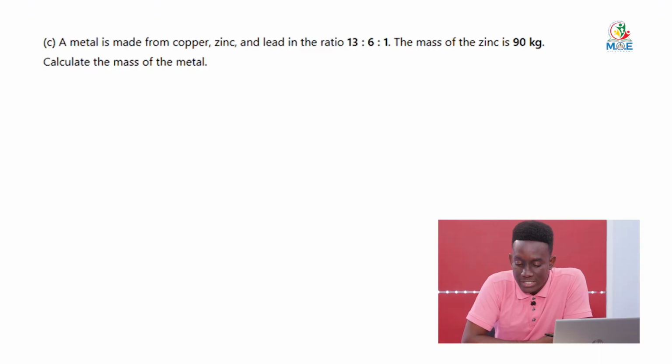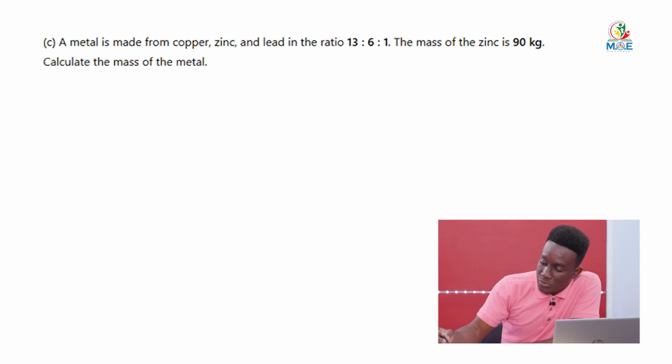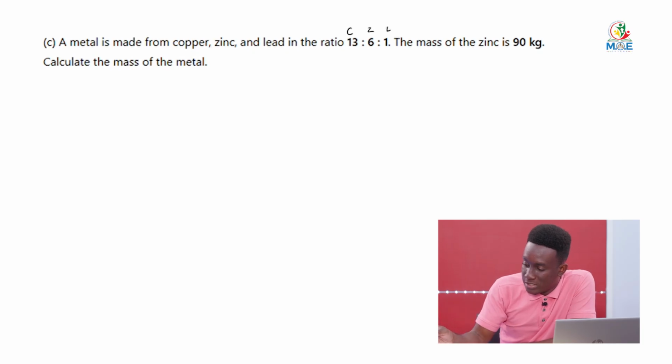The next question says, a metal is made from copper, zinc, and lead in a ratio 13 to 6 to 1. The mass of zinc is 90 kg. Calculate the mass of the metal. So this is copper, this is zinc, and this is lead. And we see the mass of the zinc is 90 kg. So the mass of this is 90 kg.